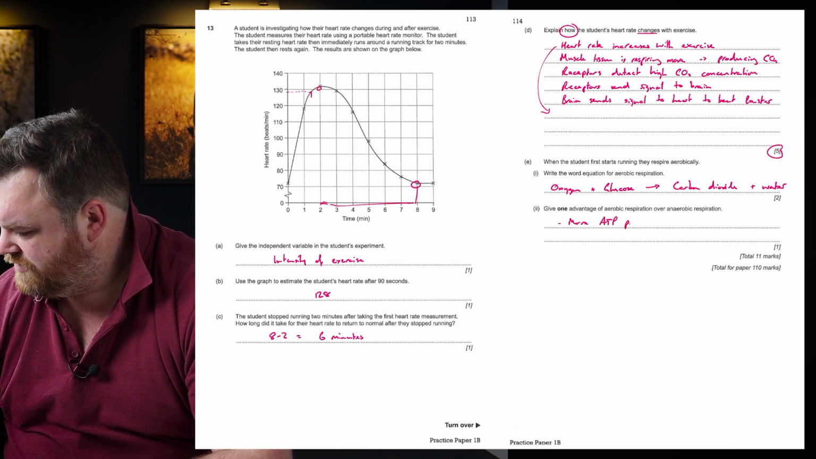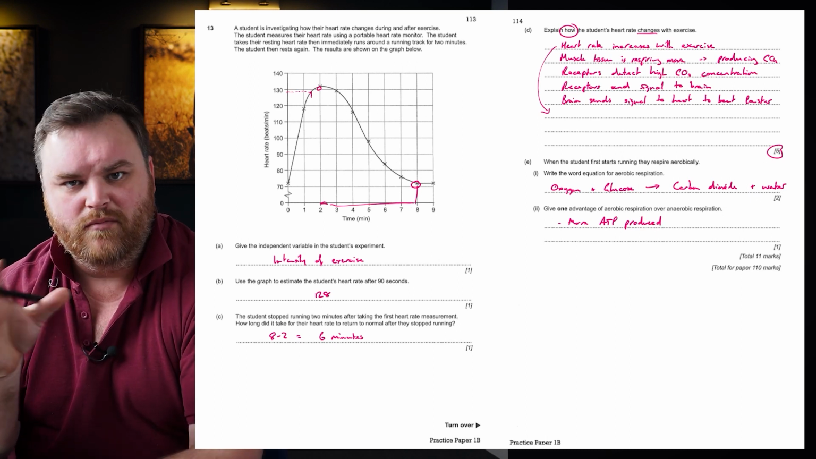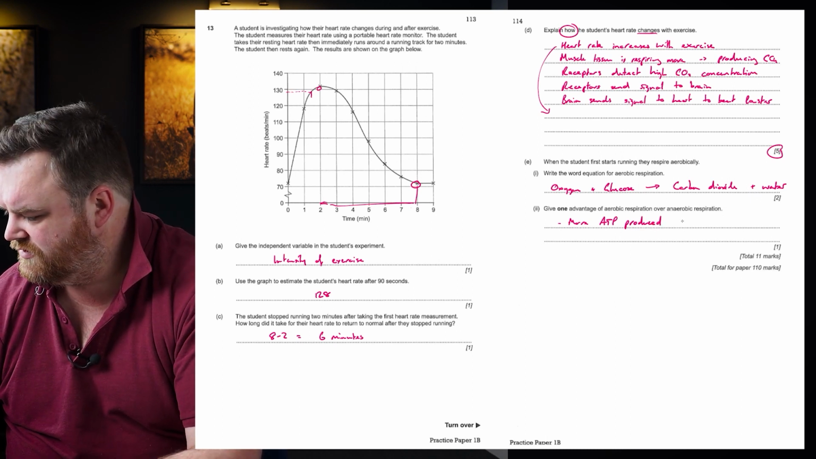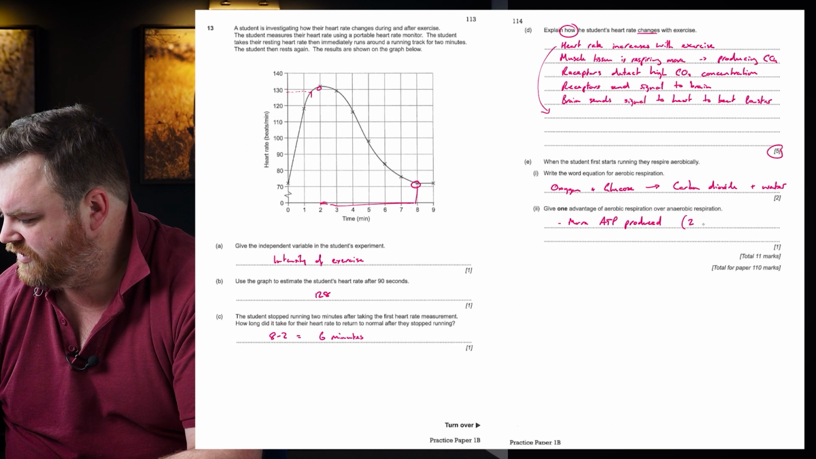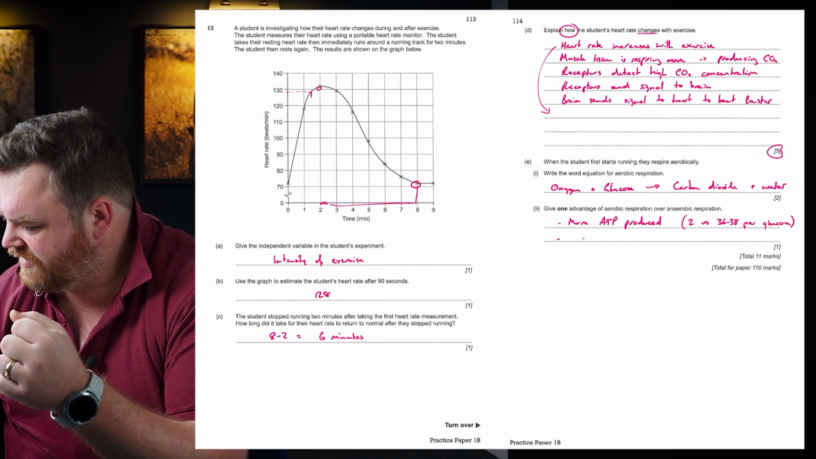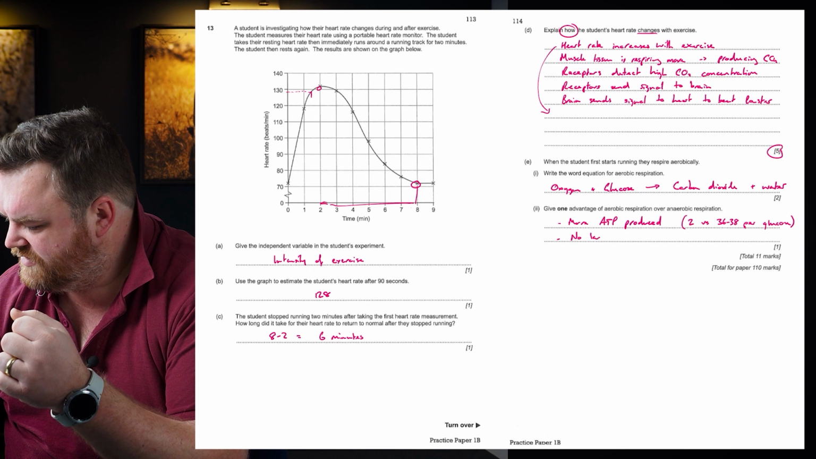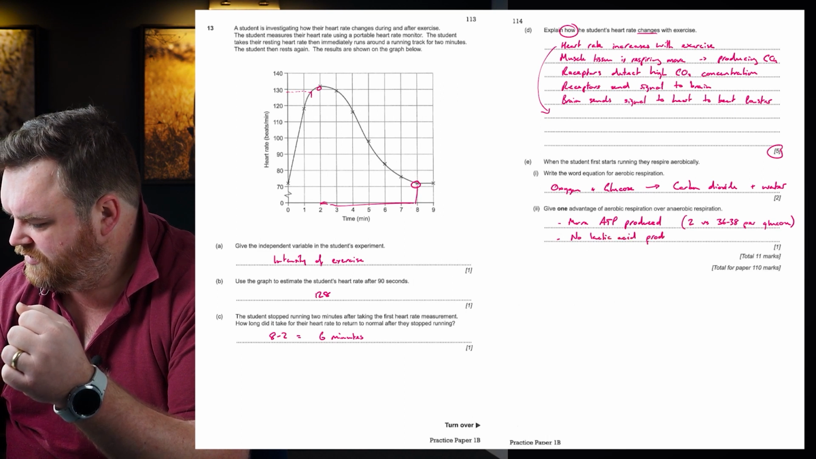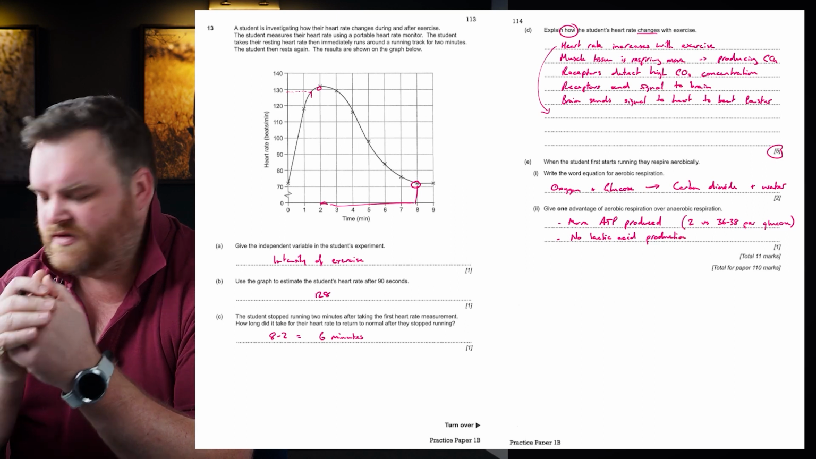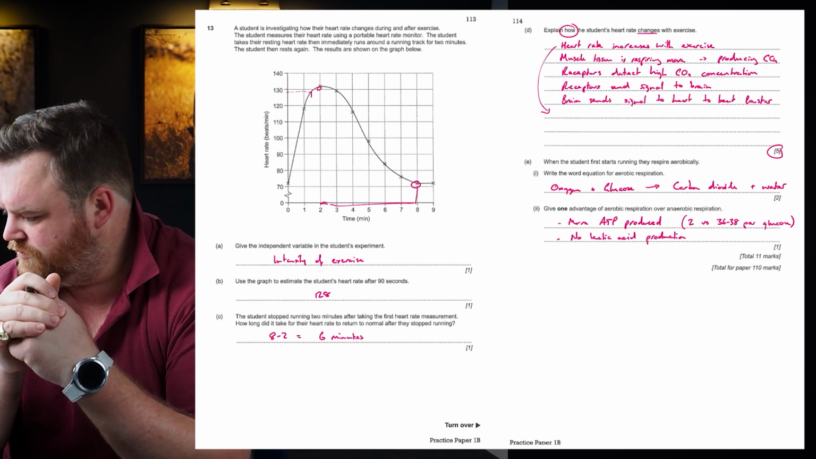Okay, so we'll go with more ATP produced. You don't need to know the numbers for this, but just to put it in context, 2 versus 36 to 38 per glucose. The other one is no lactic acid production. This is a 1 mark question, so that's a sort of either or job.